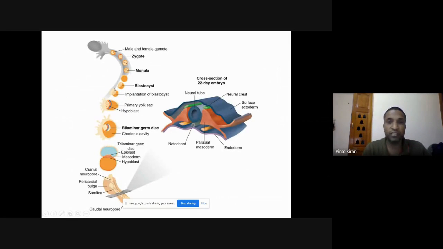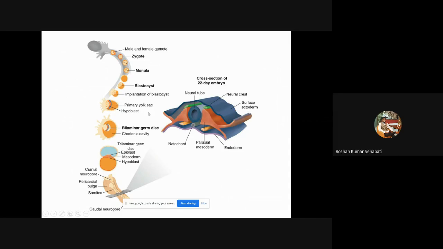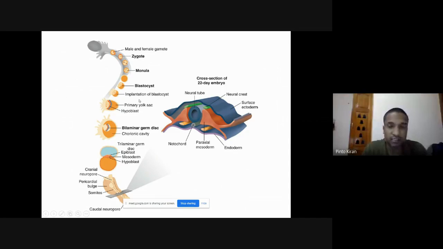This shows how the eye develops starting from the zygote. Once the zygote is formed, that will form into a morula. The morula will give rise to blastocyst. The blastocyst, the cells implanted, will rearrange themselves and form a multi-layer structure known as gastrulation.